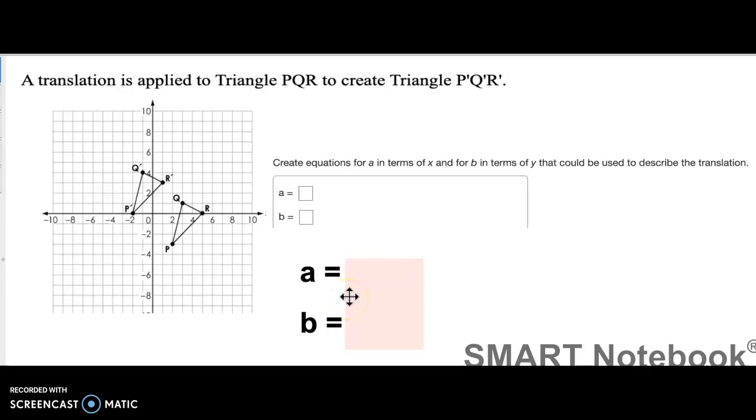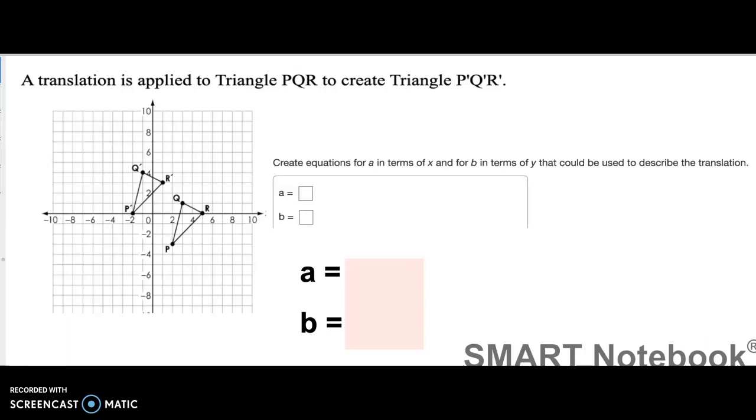All right, this problem says a translation is applied to triangle PQR to create triangle P prime, Q prime, R prime. So on the graph here, we have triangle PQR. Remember, that's our pre-image. And then P prime, Q prime, R prime is our image. The question wants us to create equations for A in terms of X and for B in terms of Y that could be used to describe the translation.